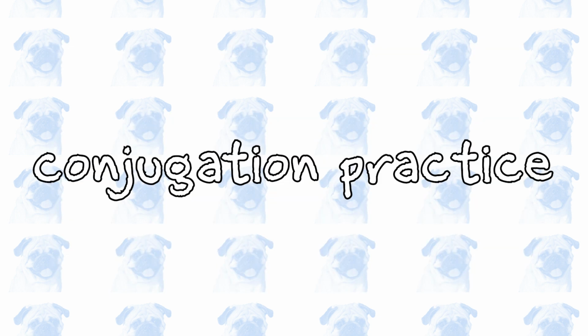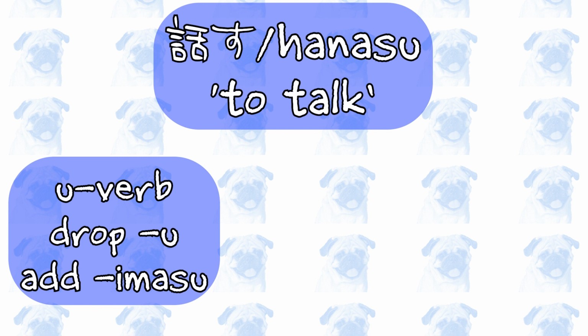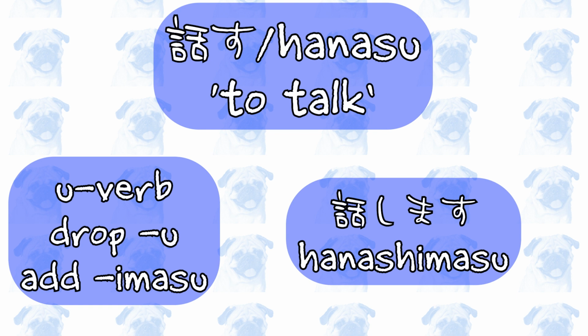Now let's practice conjugating a bunch of verbs into the masu form. Hanasu, to talk. It is a u verb, so drop the u and replace it with imasu. Hanashimasu, hanashimasu, hanasu, hanashimasu.